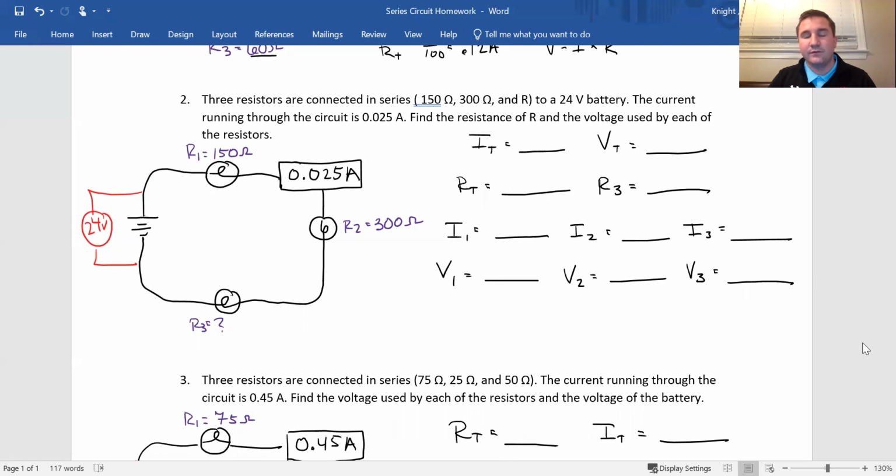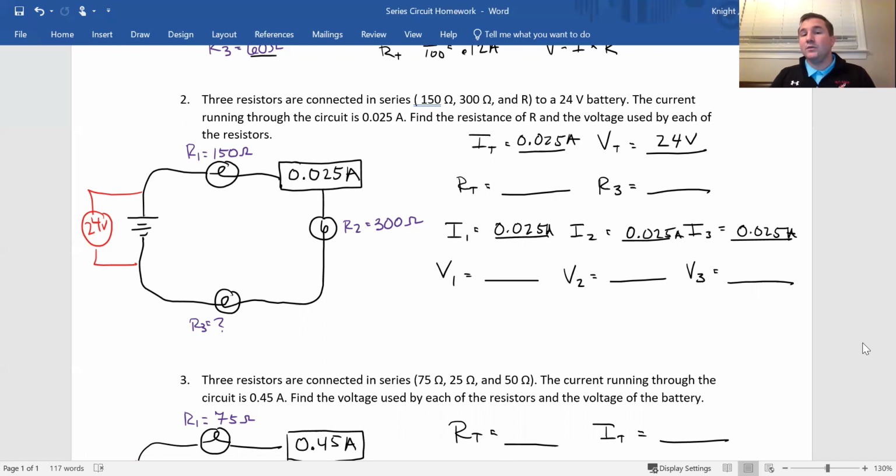The current through the circuit is 0.025, which really helps us fill out this table, because if I know the current here, I know all of the currents. So total current, I1, I2, I3, all the currents are 0.025. They have to be, because the current is the same everywhere. All right, so that first part of series circuits makes that really easy. We just have to fill in all those values. Total voltage is really easy too, because total voltage is just the battery voltage. So battery voltage is 24. That means total voltage is 24.